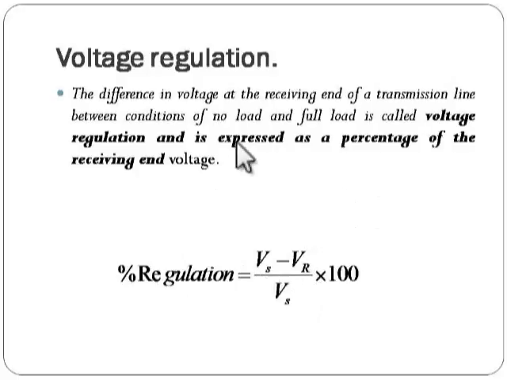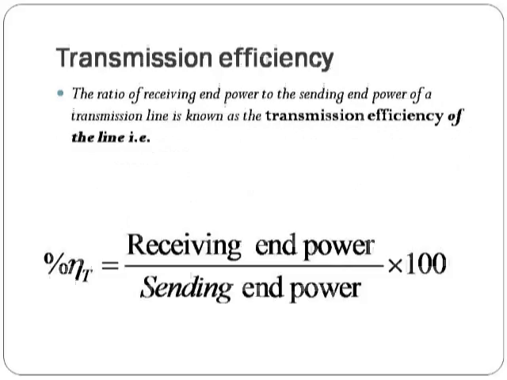That is one of the important definitions available for power system modeling and performance. The next definition is transmission efficiency. The ratio of receiving end power to the sending end power of the transmission line is known as the transmission efficiency of the line. The percentage transmission efficiency is denoted by eta suffix capital T, which is receiving end power by sending end power into 100. These are the two important terms in power system modeling and performance.